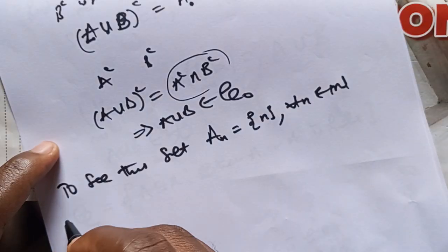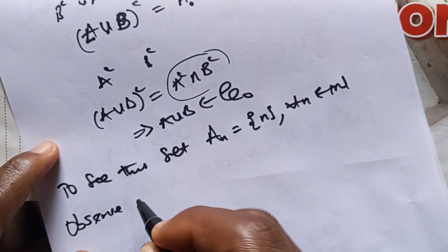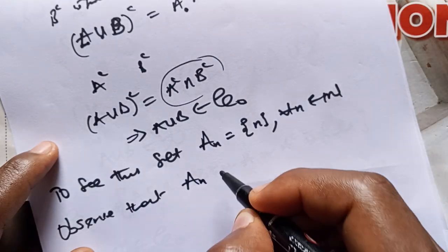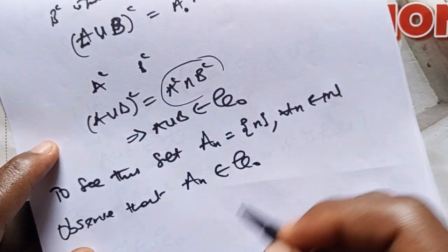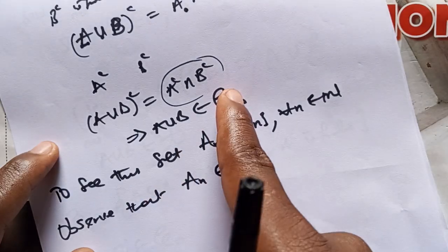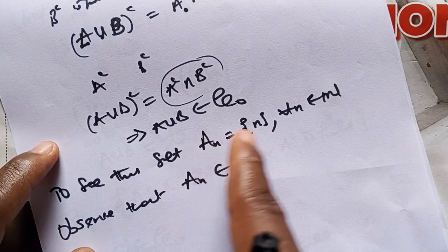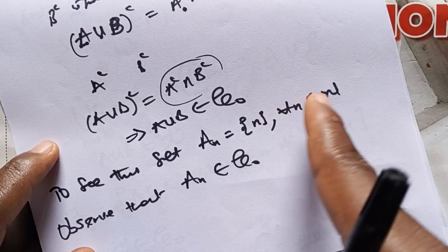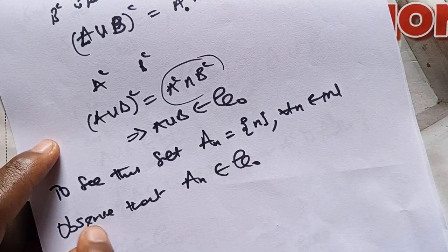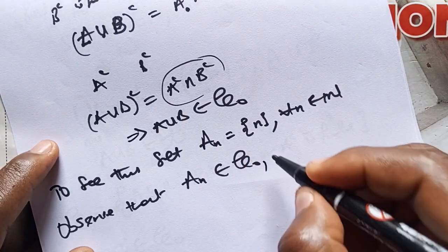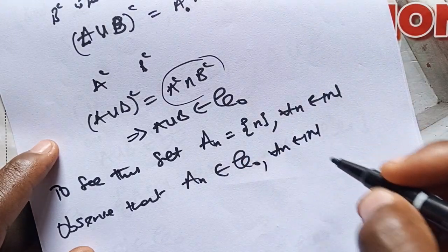Now observe that A_n is in what? A naught. Remember, we want to show that this is not a sigma algebra, so we are picking a counterexample. We set A_n to be the singleton {n} for every n in the set of natural numbers. Now observe that A_n is in A naught, for every n in the set of natural numbers.